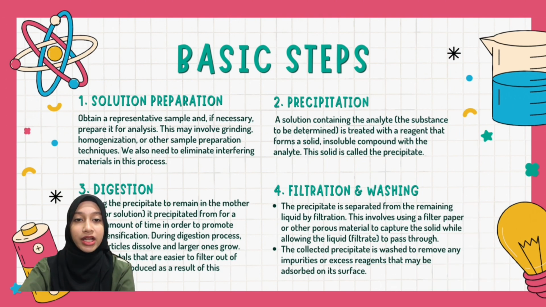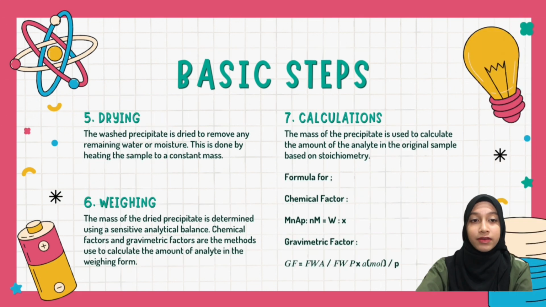Fourth, filtration and washing. The precipitate is separated from the remaining liquid by filtration. This involves using a filter paper or other porous materials to capture the solid while allowing the liquid filtrate to pass through. The collected precipitate is washed to remove any impurities or excess reagents that may be adsorbed on its surface. Fifth, drying. The washed precipitate is dried to remove any remaining water or moisture. This is done by heating the sample to a constant mass.